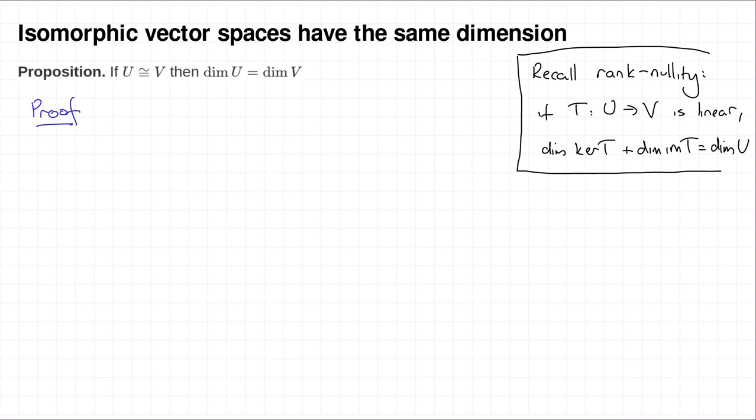If U is isomorphic to V, then that means there is an isomorphism from U to V. And our proof is going to consist of applying the rank nullity formula to T. So we're going to identify all of the things on the left-hand side of the rank nullity formula: the kernel of T and the image of T and their dimensions. So first of all, I claim that the kernel of T is just the zero vector in U.